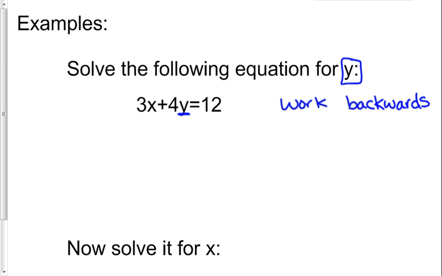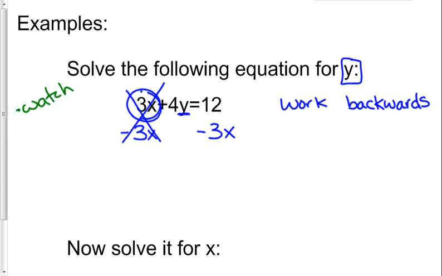So you notice that we've got this 3x over here that's being added. Okay, it's a positive 3x. So I'm going to go ahead and subtract 3x from both sides. Okay, cancels out here. Now one of the things you have to be very careful with in literal equations is like terms. Okay, make sure you only add together terms that are like terms.